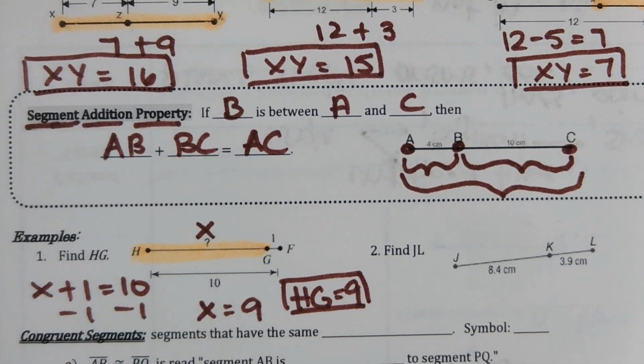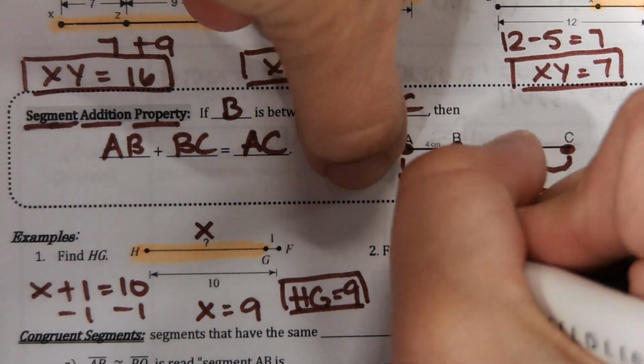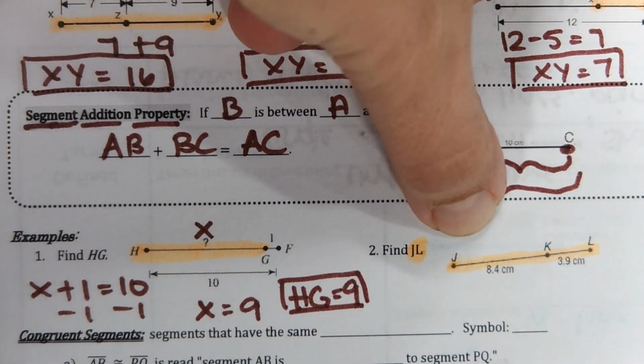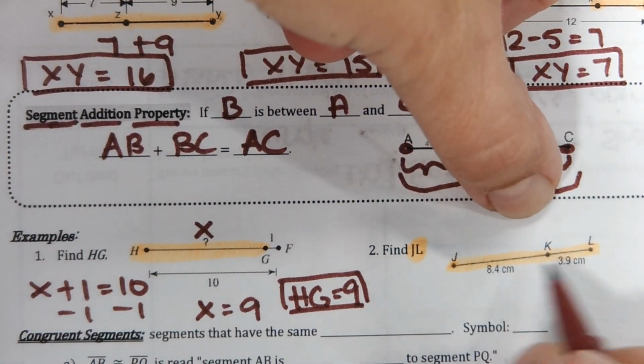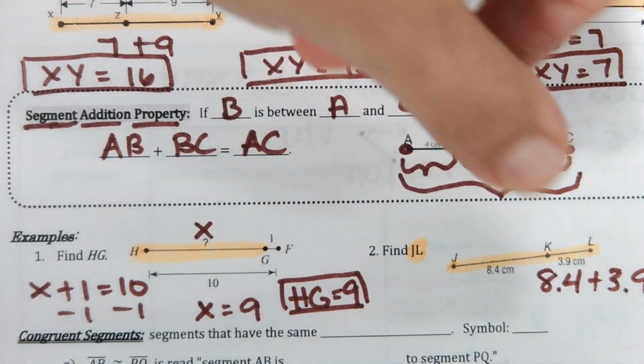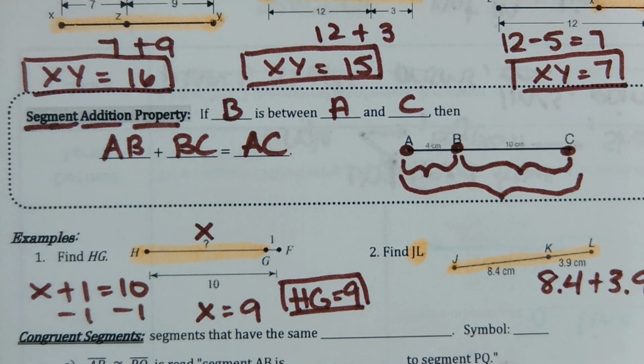And then for the second one, again, always identify what it's looking for. It's looking for the length of JL, so from J to L. So it's the whole thing. To find the length of JL, we can just add these two together, 8.4 plus 3.9, and that equals 12.3.